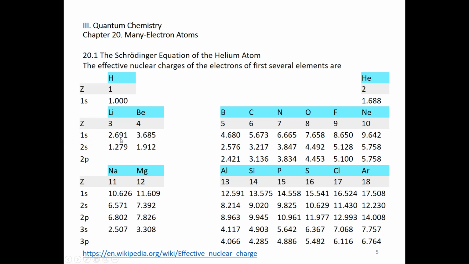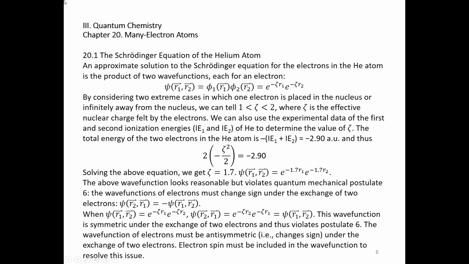So we can qualitatively explain all those trends, all those numbers in this table, but let's focus on the helium atom. Again, the effective nuclear charge is roughly 1.7. So again, we have an approximate solution to the Schrödinger equation for the electrons in the helium atom. It's the product of two wave functions, each for an electron. The wave function of R1 and R2 is the product of a wave function of R1 times the wave function of R2, and approximately it's going to be the product of two exponential functions, e to the power of negative zeta R1, e to the power of negative zeta R2.